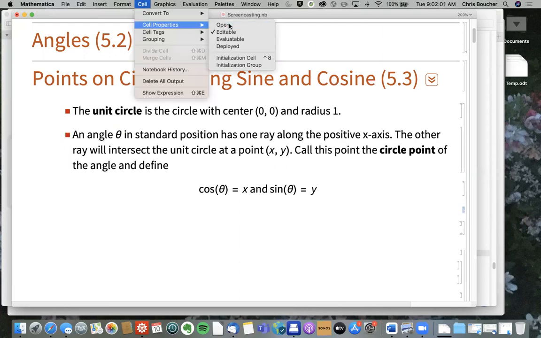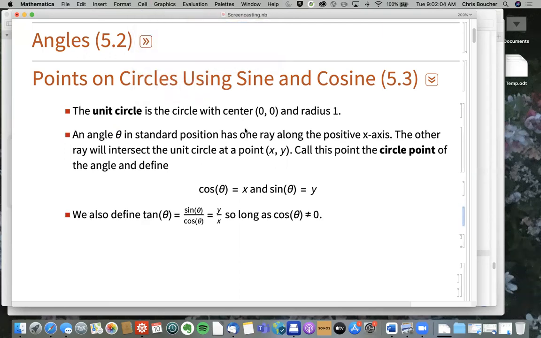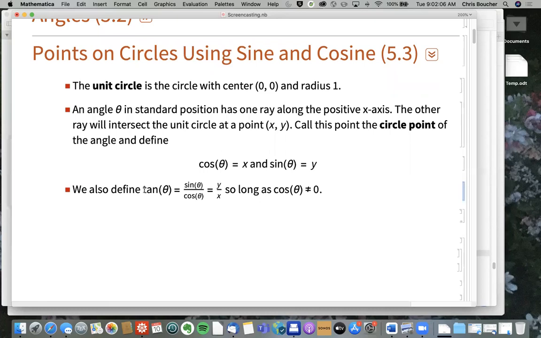So this allows us to define cosine and sine of anything, and then we'll also define the tangent of the angle to be the quotient sine divided by cosine. And of course, we can only do this if the cosine's not 0, because you can't have 0 in a denominator. So tangent's not defined for some angles, if the cosine of an angle is 0.